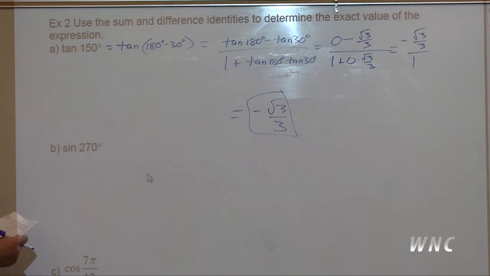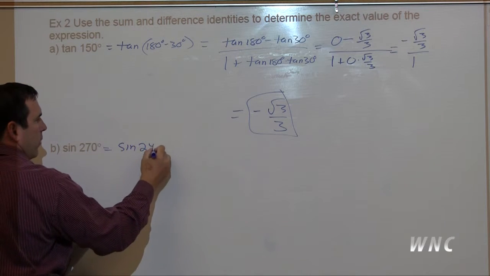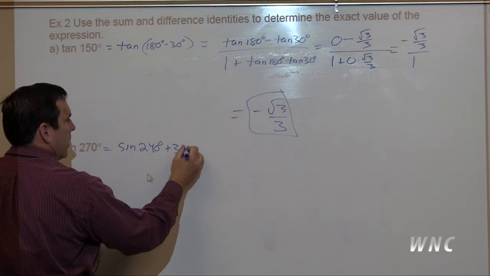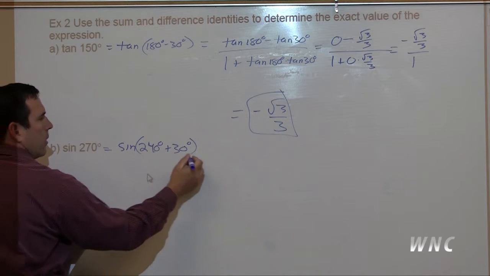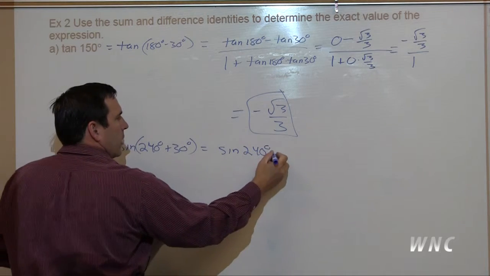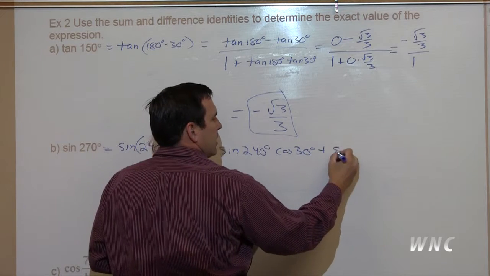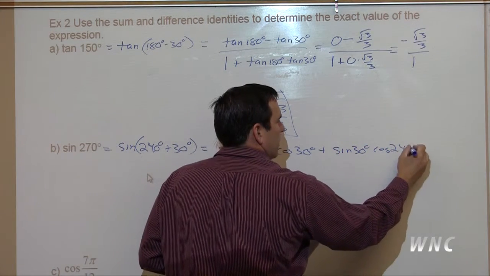Sine of 270. Think of this as sine of 240 degrees plus 30 degrees. Now that's one option. We could have done 180 plus 90. Let's just go with this. So we're going to have sine of 240 degrees cosine of 30 degrees plus sine of 30 degrees cosine of 240 degrees.